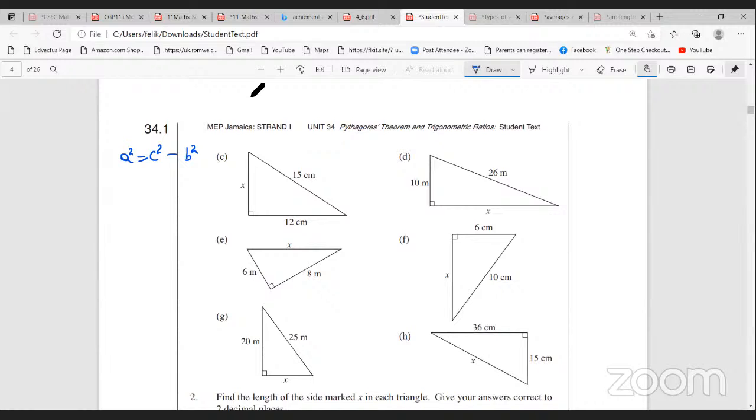Okay, miss. Square. C squared. And B squared.